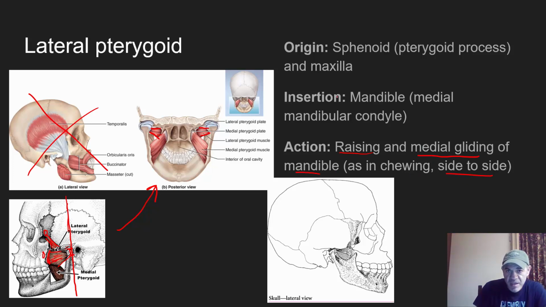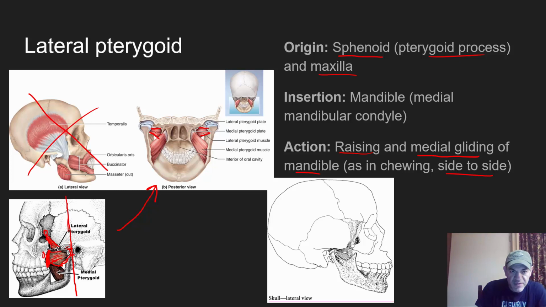The real important movement on this one is going to be the medial gliding of the mandible for the side-to-side chewing motion. So if we look, the origin again is the sphenoid, the pterygoid process, and the maxilla, and we can see that direct connection to the maxilla over here on the bottom left picture, and the sphenoid up here for this muscle.